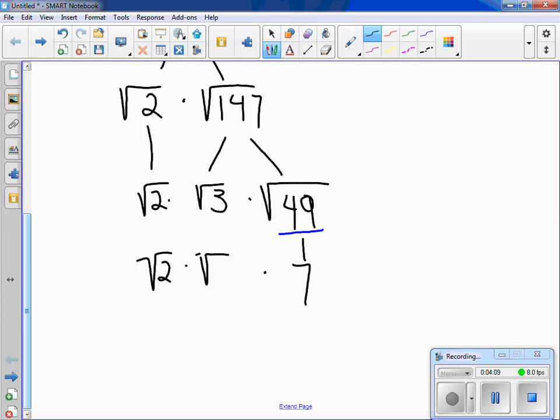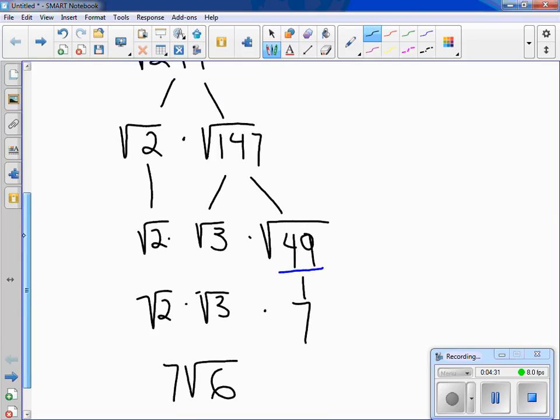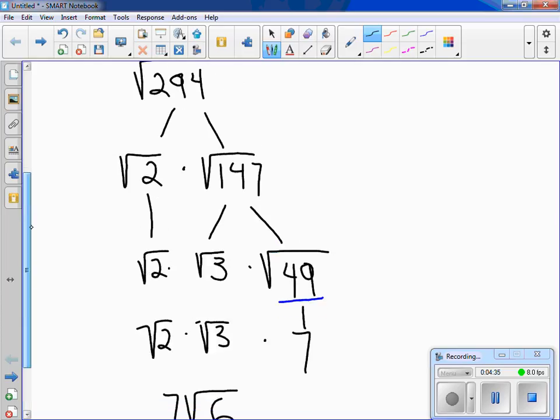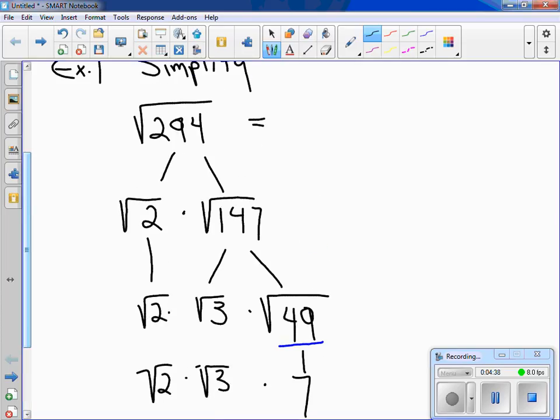So let's take a look. What we have is the number 7, radical 2, and radical 3. So since 7 doesn't need to be under the radical sign anymore, we can pull it out. And 2 and 3 are still underneath, so we just multiply them like normal. 2 times 3 is 6. So our simplified form of radical 294 is just 7 radical 6. That's it. Let's do another example.